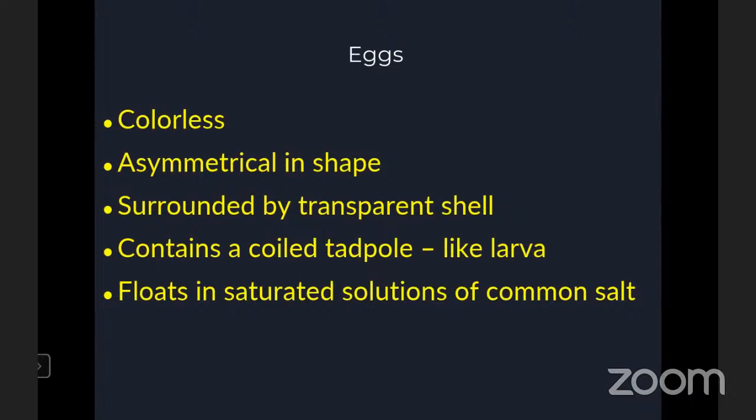Next one is the egg. The egg is colorless and asymmetrical in shape. It is surrounded by a transparent shell, and the egg contains a coiled tadpole-like larva. The egg will float in saturated solutions of common salt.